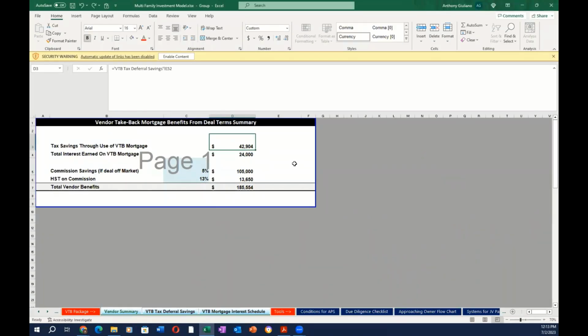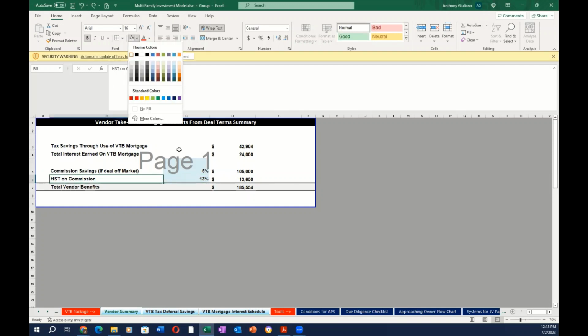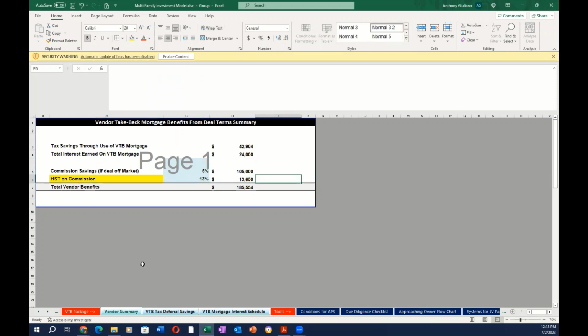So what you have now is you can go to the seller at the end and say, you're going to save $42,000 in taxes by getting me a VTB mortgage. You're going to earn $24,000 in additional interest by giving me the VTB mortgage. You're also saving 5% in commissions because you're selling me this deal off market, and you're saving 13% on that commission in sales taxes. That's an interesting point: they're saving a substantial commission, and they maybe can adjust the purchase price to reflect the tax savings.